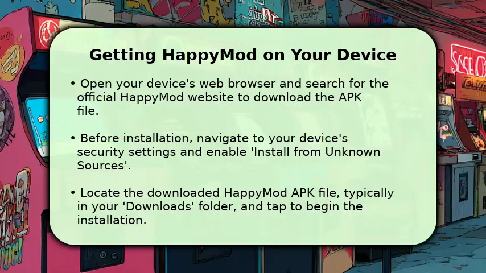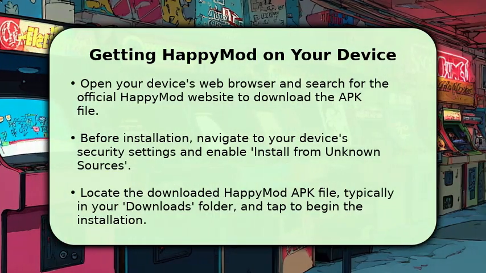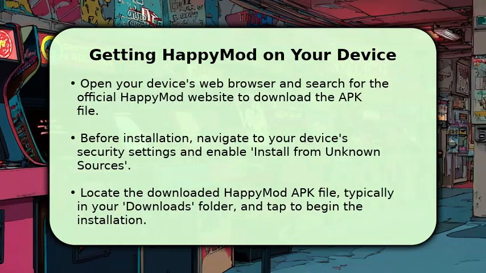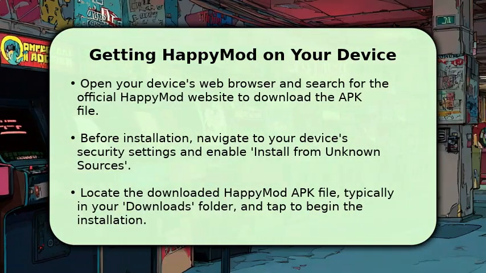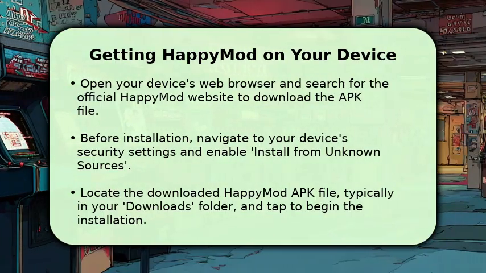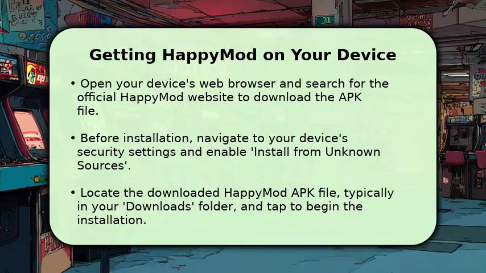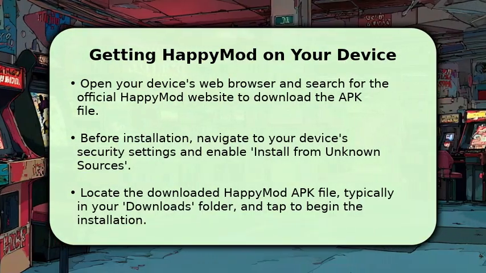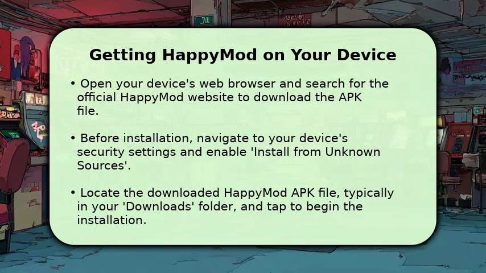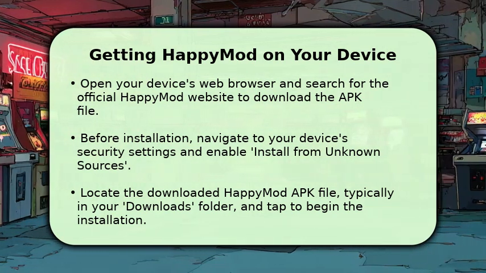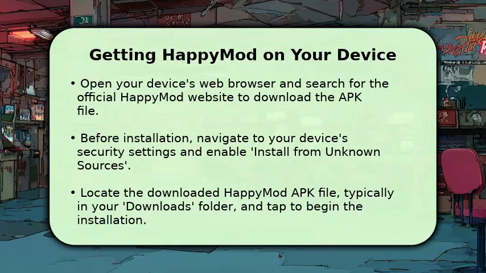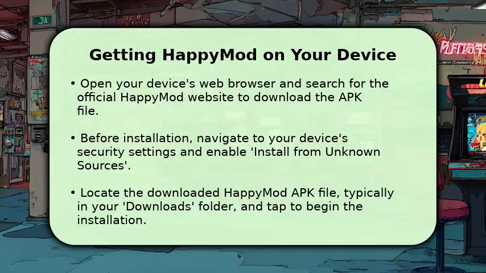To get HappyMod, begin by opening your preferred web browser and searching for the official HappyMod website. Download the HappyMod APK file directly from there. Before you can install it, you'll need to adjust a setting on your device. Go into your security settings and enable the option to install from unknown sources. Once that's done, find the downloaded APK file, usually in your Downloads folder, and tap it to start the installation. Follow the simple on-screen instructions, and HappyMod should be ready in under a minute.